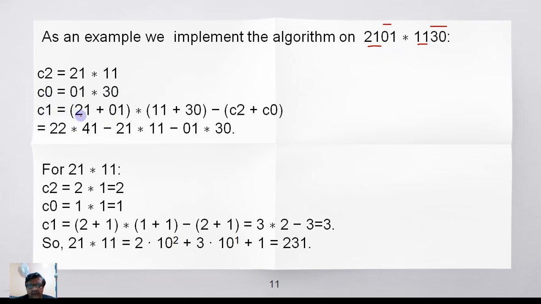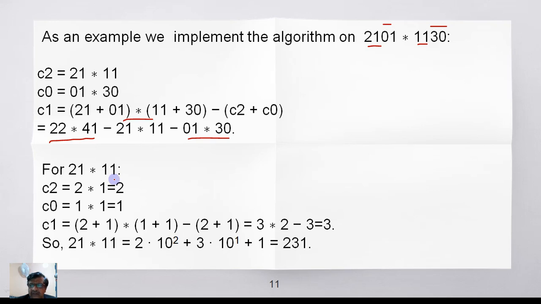Therefore C1 equals 21 plus 01 into 11 into 30, minus C2 plus C0. C2 and C0 are over here, and you can expand this, and this is to be multiplied again. This formula is to be applied again to 21 into 11, 22 into 41 and 01 into 30.